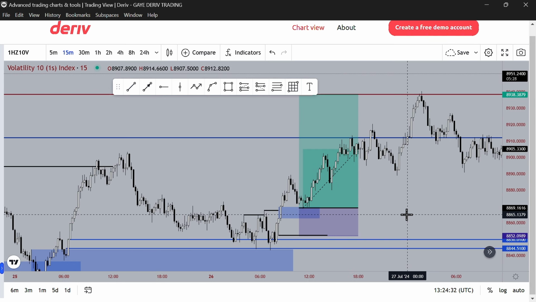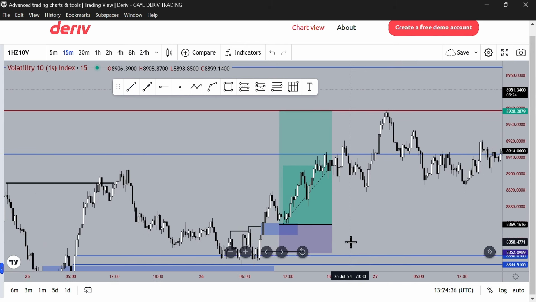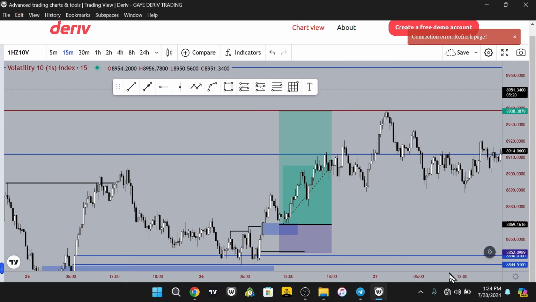So this would have been a beautiful setup. So you should always ask yourself, are you taking a counter trend trade or are you taking a pro trend setup?